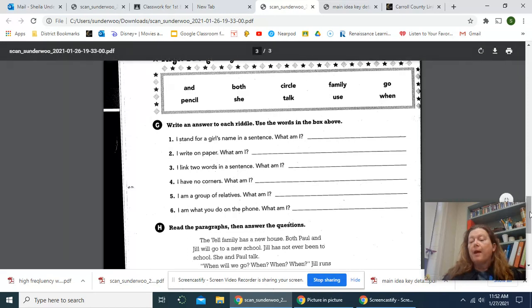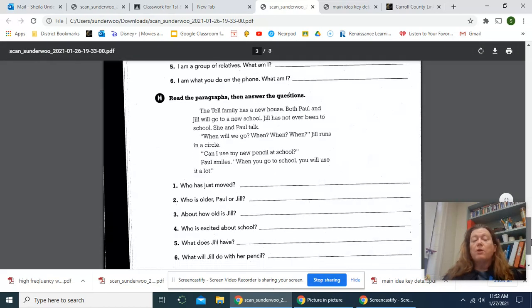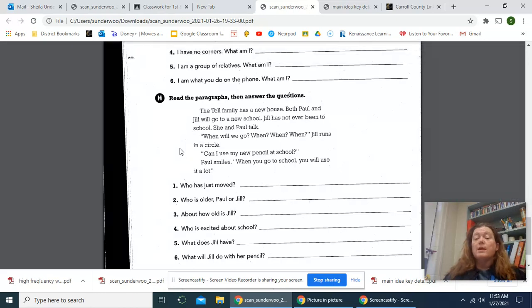Okay? Now, at the very bottom, there's a paragraph with questions. And these are very simple, but I want these in a complete sentence. These are your sentences that I'm looking at. So who has just moved? Well, if we read the story, the Tell family has a new house. So the Tell family is the one who just moved. So I would put the Tell family just moved into a new house. Okay?